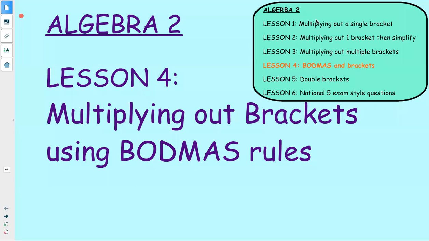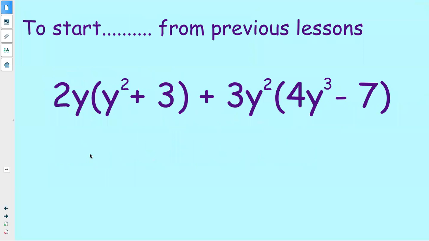Hi guys, welcome to the Algebra 2 playlist, and this is lesson 4, multiplying out brackets, and just being aware of the Bodmas rule. So let's get started.